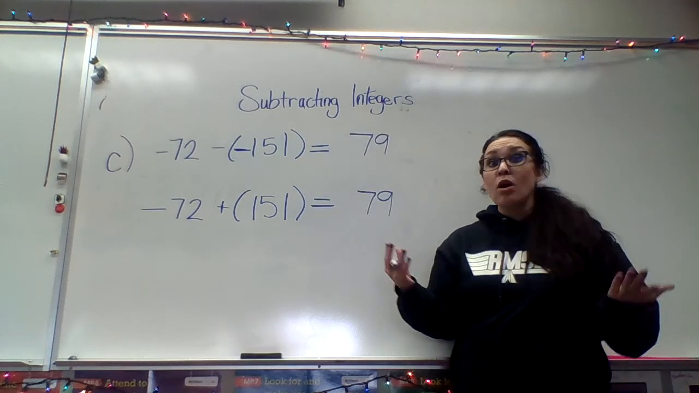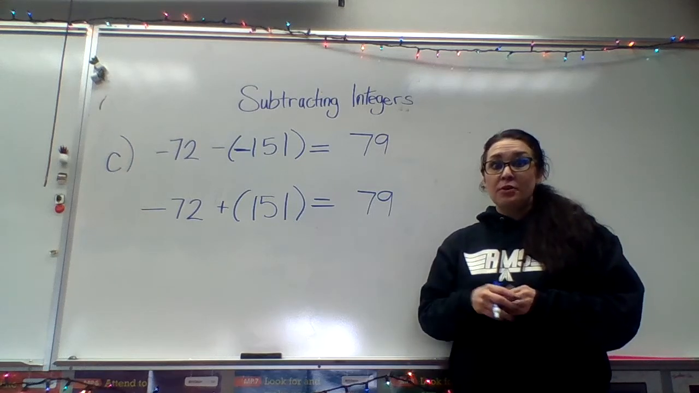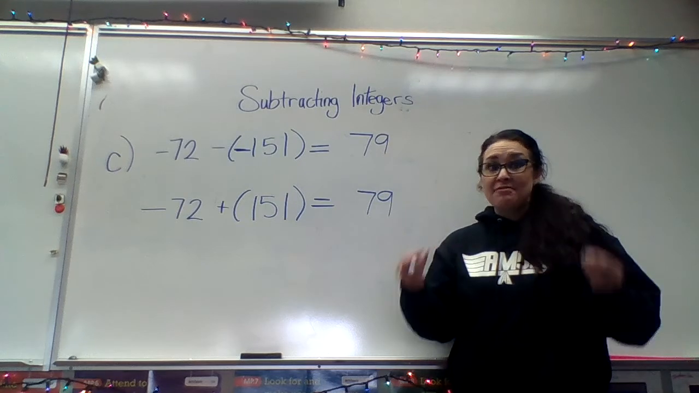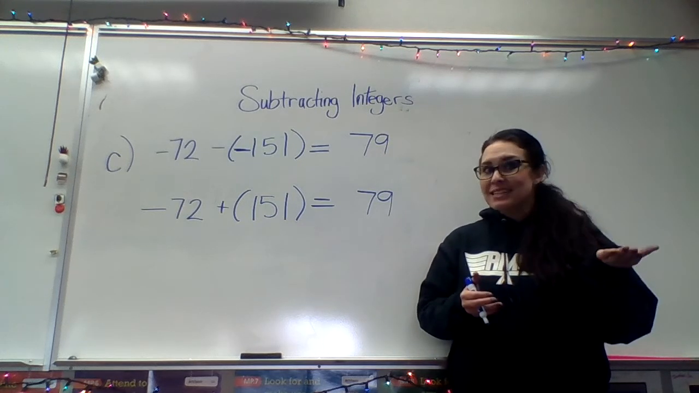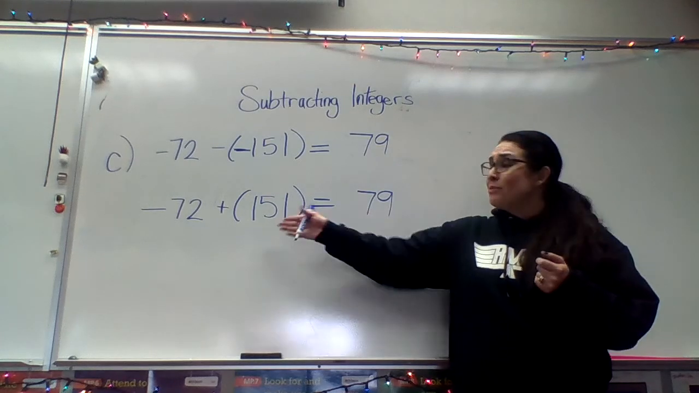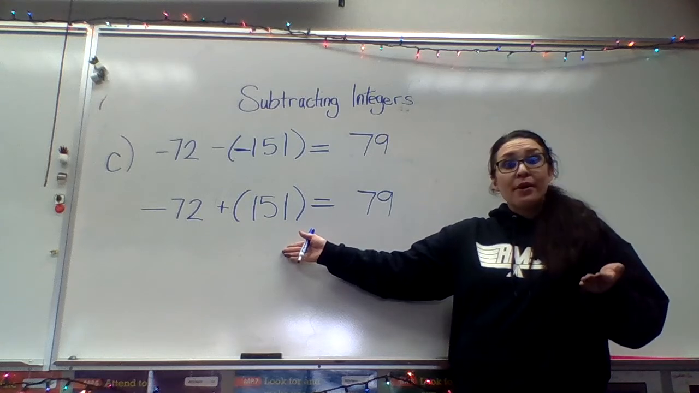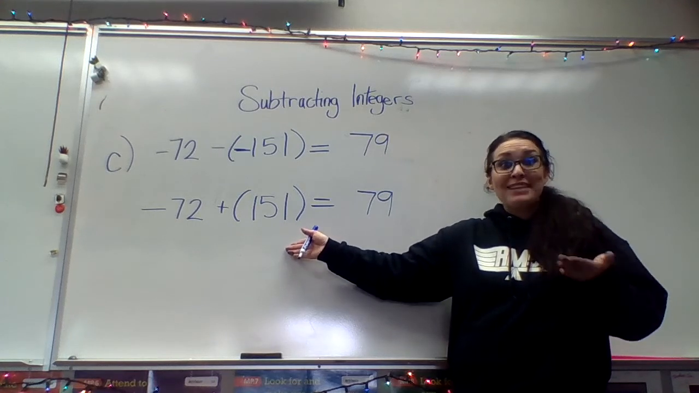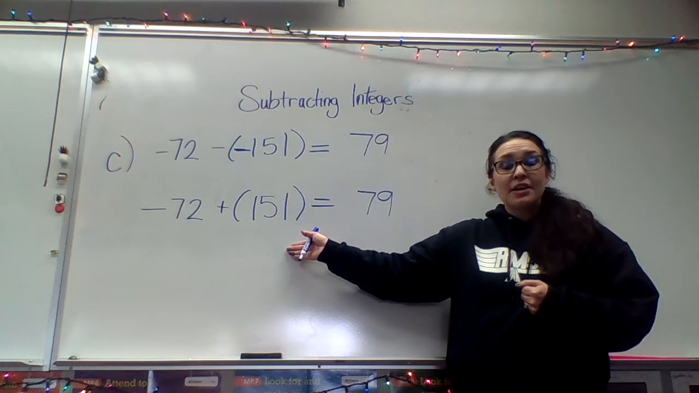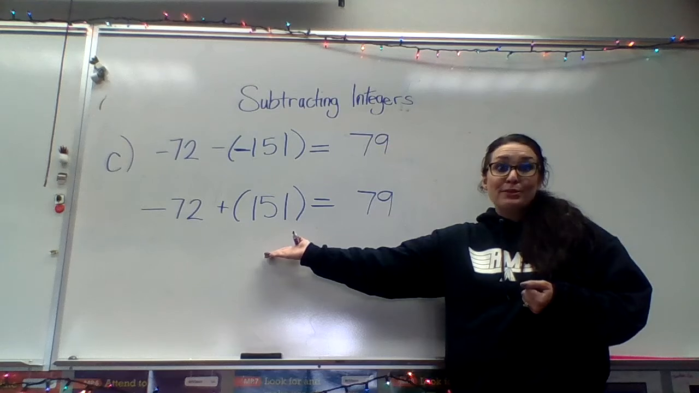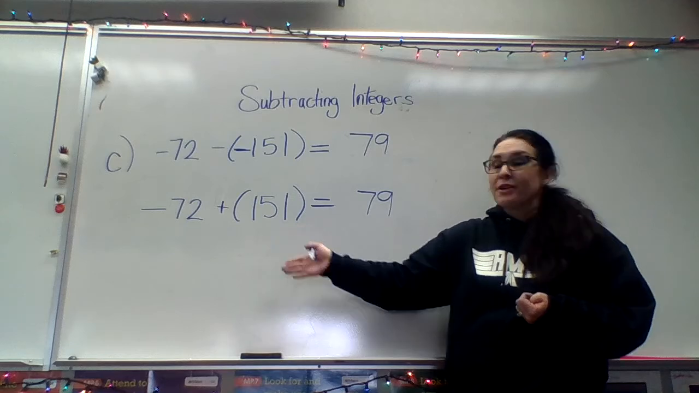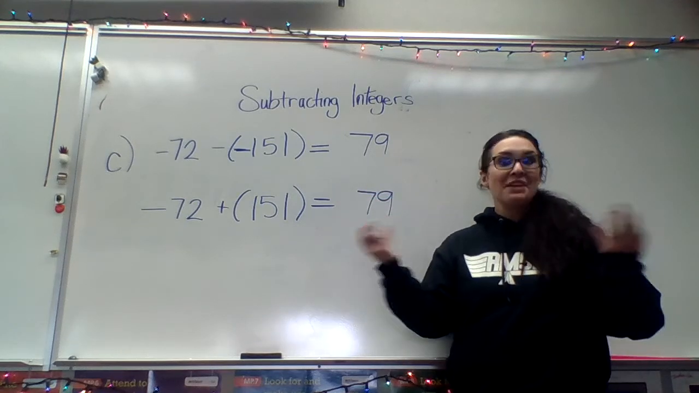But let's apply it back. So we now know that negative 72 minus a negative 151 is going to give us the digits of 79. But will that be a positive 79 or a negative 79? Well, let's look. When we use this additive inverse, you'll remember that the number that has the largest absolute value, we will take that sign. We'll use that same sign for our answer. So in this case, the number with the larger absolute value is 151. Therefore, since that is a positive number, 79 as my answer is also going to be positive.